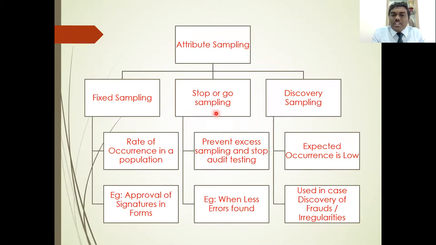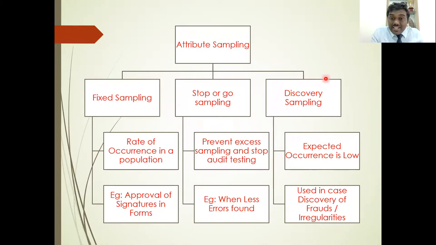Stop and go sampling. Here, what you do, you prevent excess sampling and stop the audit testing. So you check if three-fourths of the population is compliant, you feel it's okay. For example, every document you find that there is a seal of managing director approval, etc. You feel that, okay, a few policies, if I check, it's enough. I need not go through the entire sample. So that's called stop and go sampling. When fewer errors are found, you use this method.